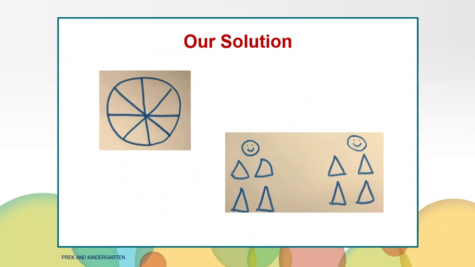First, we needed to draw the pizza. We know there are 8 slices, so we need to draw lines to make the 8 slices. It's okay if it's not perfect. This time, we drew another picture to show the two children and how each one has 4 slices of pizza. They shared the pizza equally.